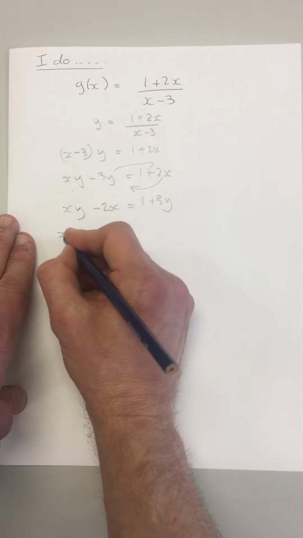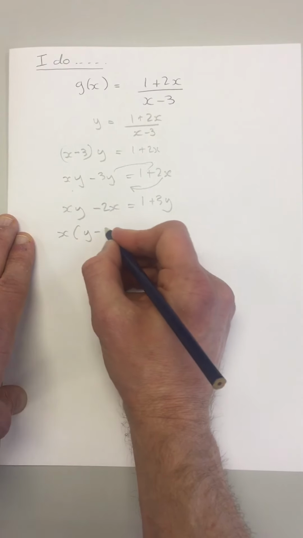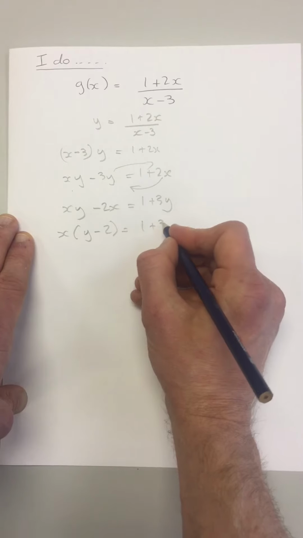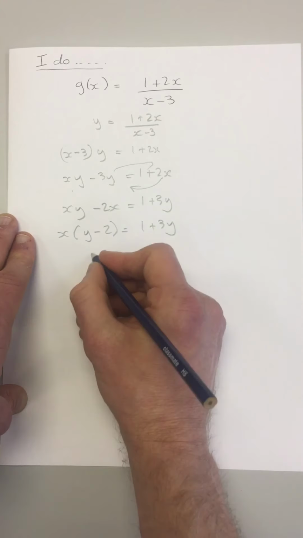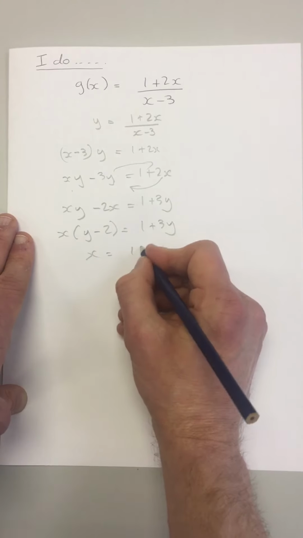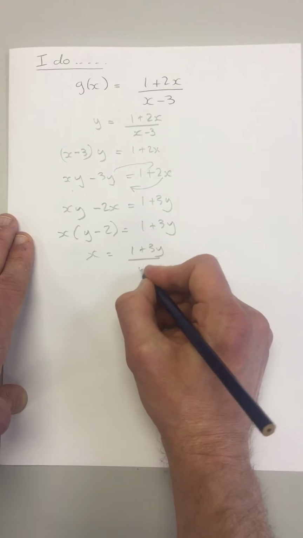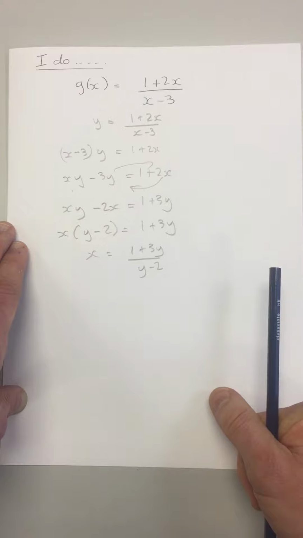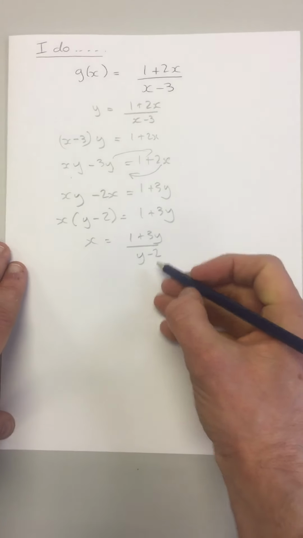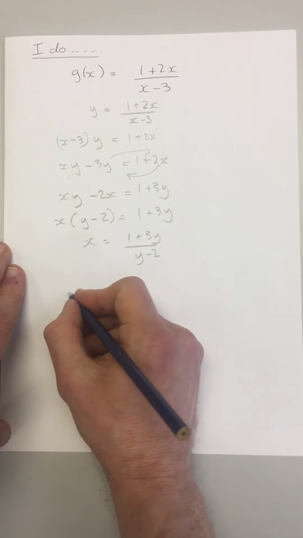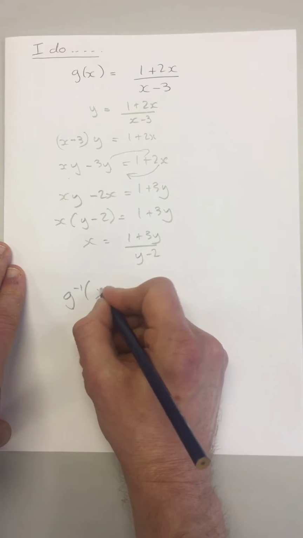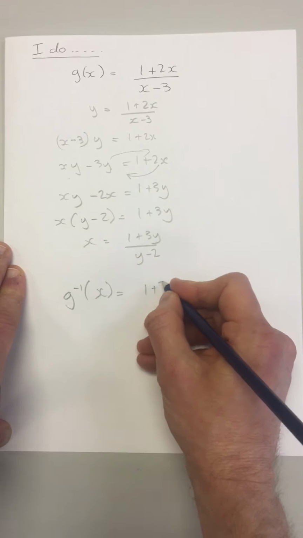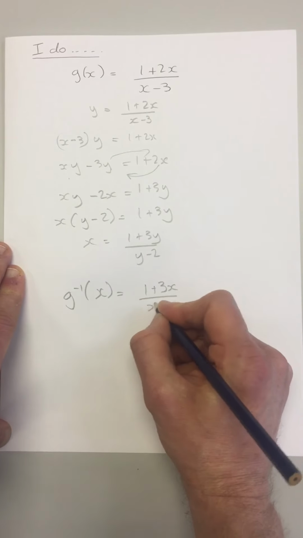I'm now going to factorise an x outside here. So inside the brackets, I'll just have a y minus 2. And then divide by the y minus 2 to give that. That is my inverse function. Obviously, I don't want to have it written like this though, however. I want to have it written like g inverse of x. And I don't want it to be in terms of y, I want it to be in terms of x.